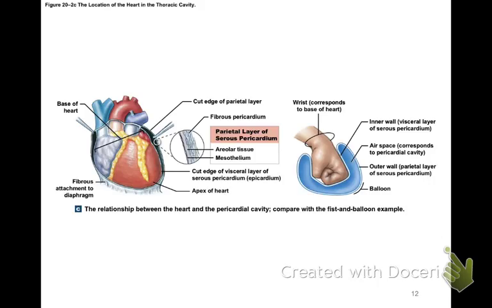The inner layer of the pericardial sac is the parietal layer of the serous pericardium. And deep to that, of course, is the pericardial cavity. And then inside of that is the heart. And the outermost layer of the heart is the epicardium, which is also called the visceral pericardium.